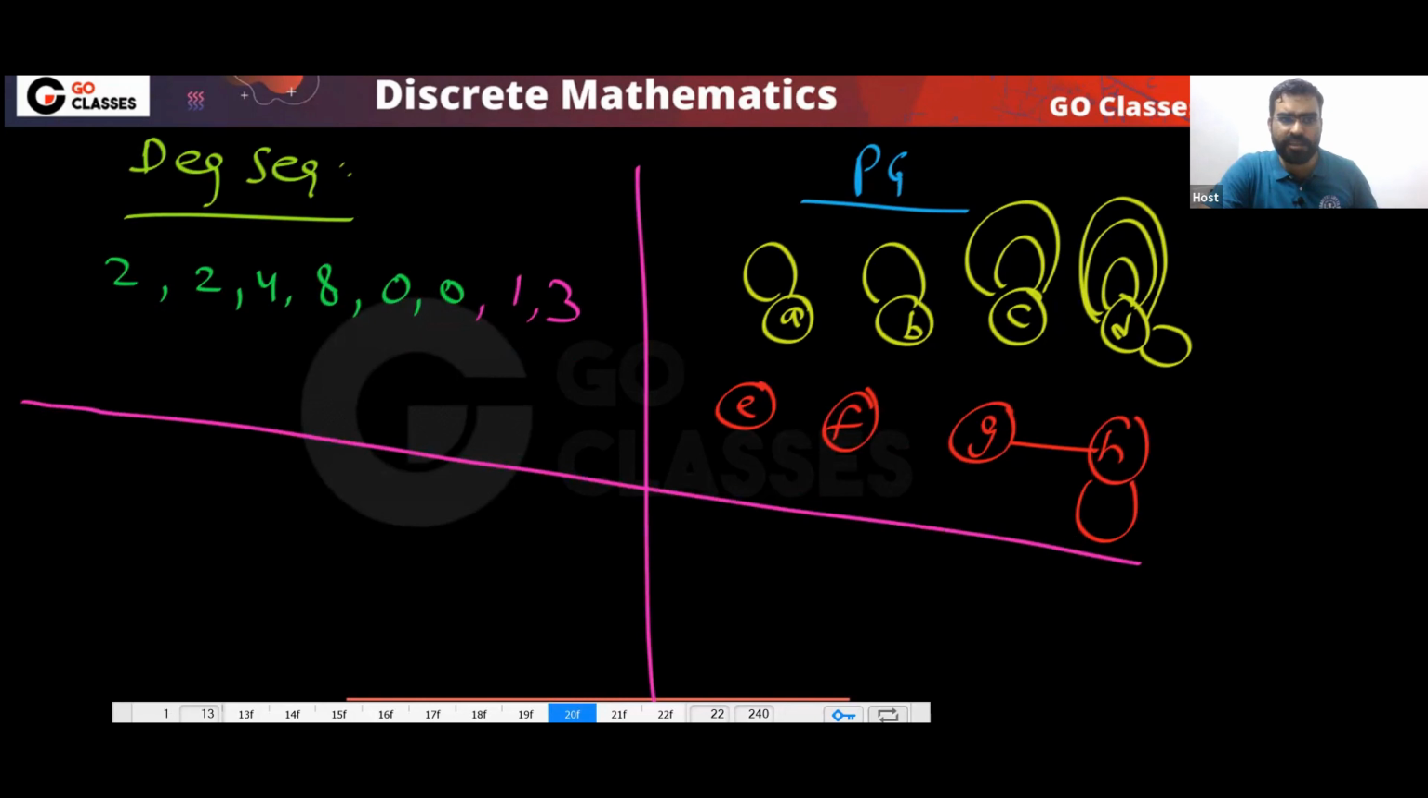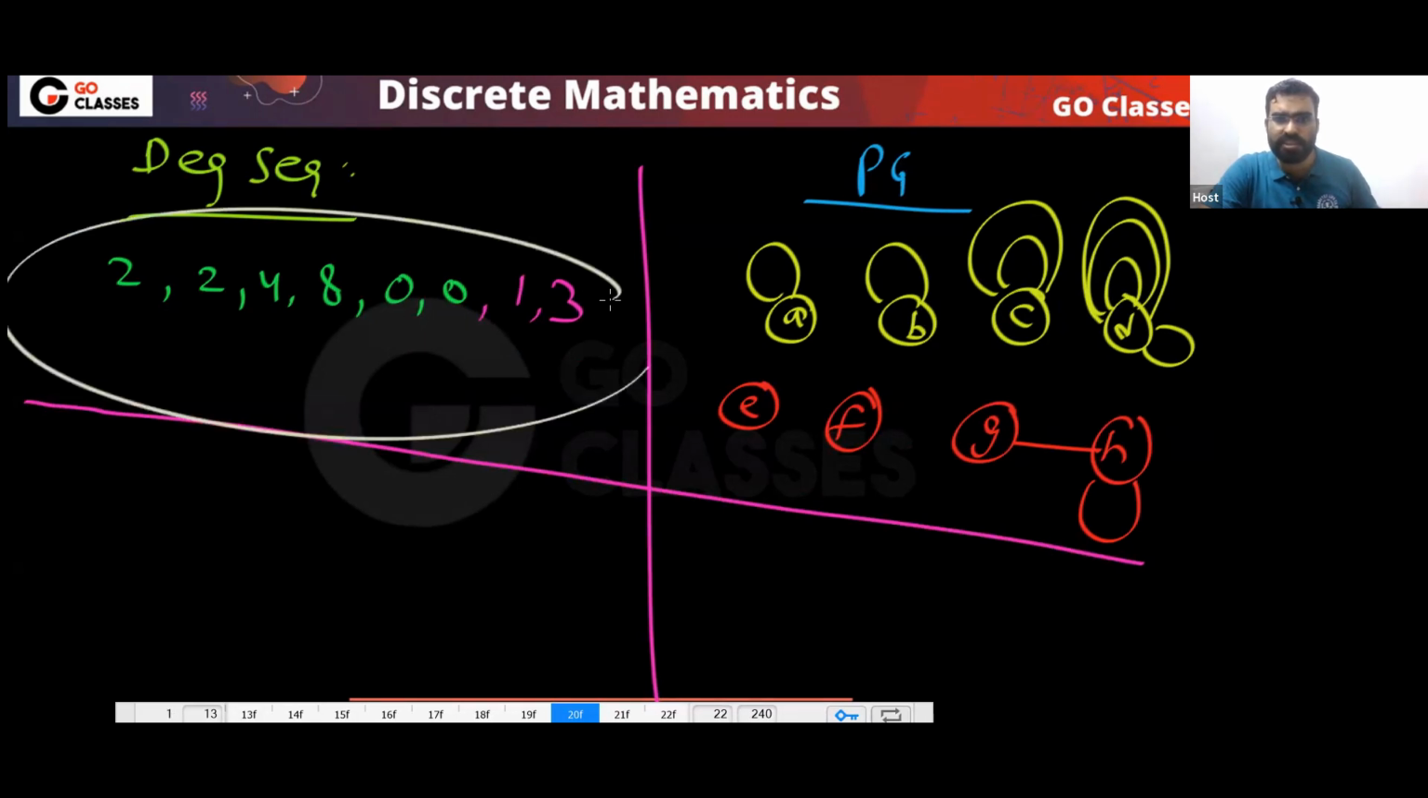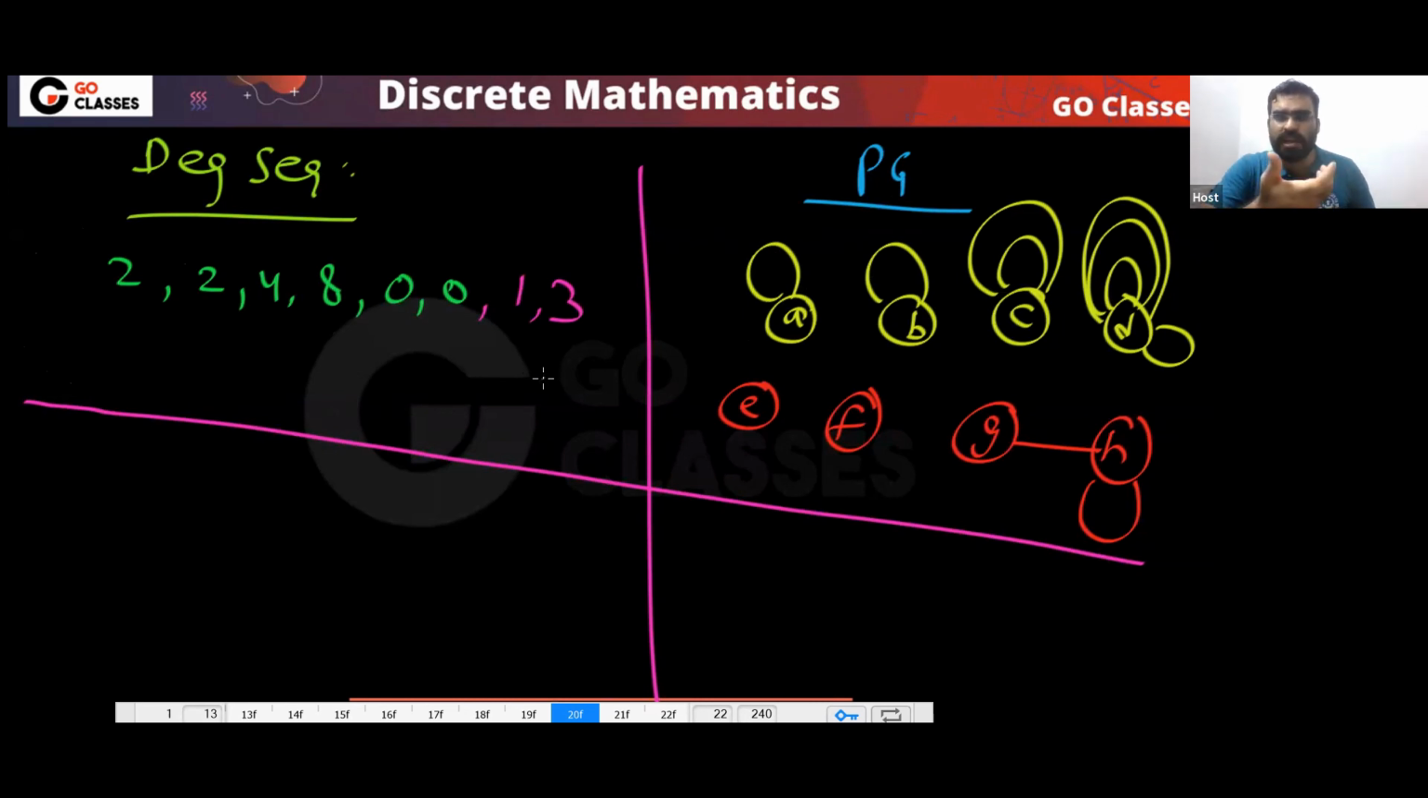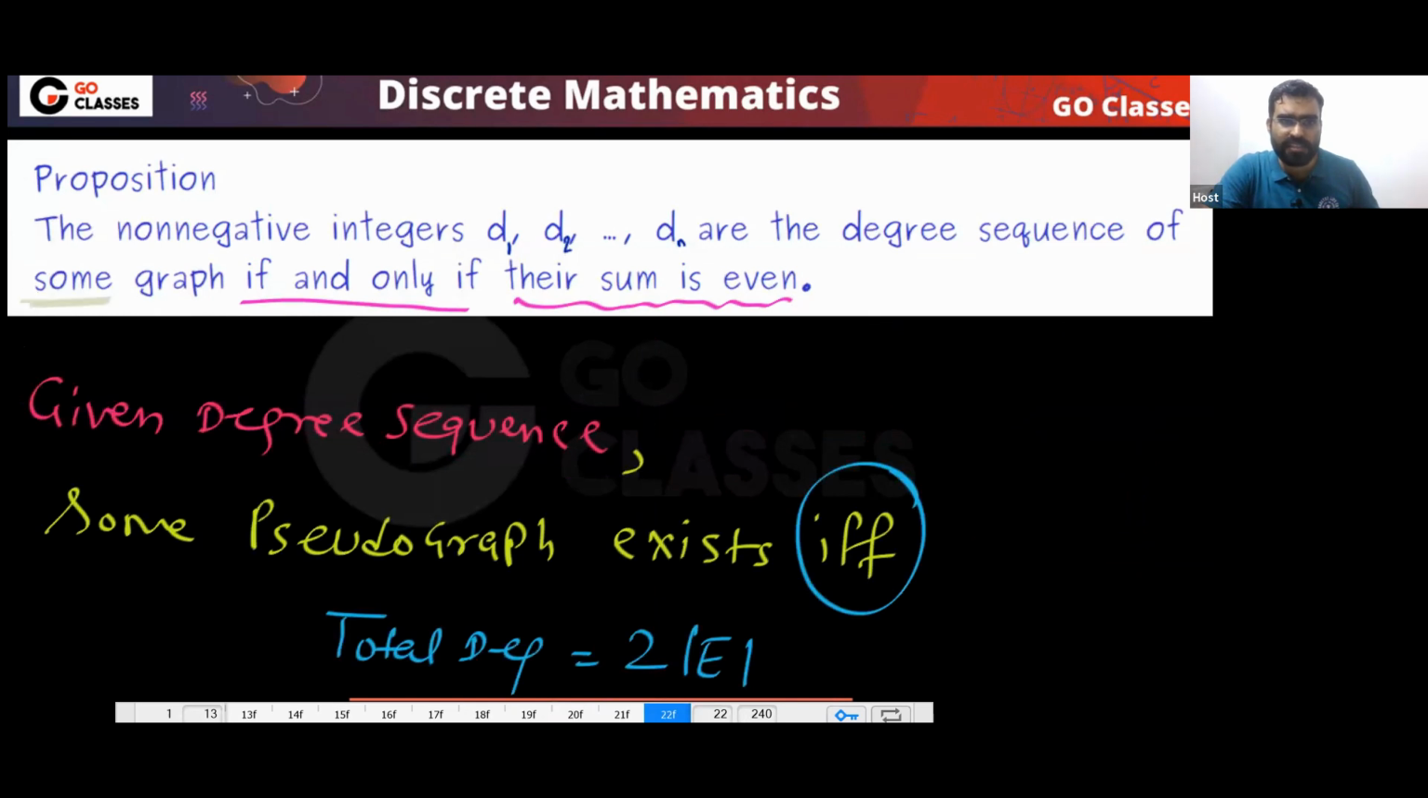Okay, did you get it? Tell me. For this degree sequence, can you create a pseudograph? Yes, very easily you can create a pseudograph. Notice vertex A has degree 2, vertex B has degree 2, vertex C has degree 4, vertex D has degree 8. Yes, multiple edges can be there. I don't care. Can you realize? Can you create some pseudograph? See this. Some graph exists.